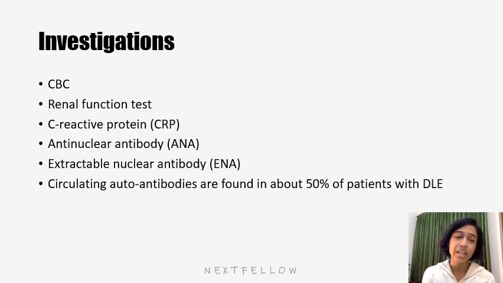Investigations in DLE. Besides the CBC, creatinine, CRP, and ANA, you would basically investigate in DLE to confirm if they have coexisting underlying systemic symptoms indicative of SLE. That is why you would normally investigate a DLE patient. These circulating autoantibodies that are seen in SLE are found in about 50% of patients with DLE. But as long as you monitor renal function tests and generally the CBC, and make sure they don't have anemia, then you can treat them just for their skin symptoms.